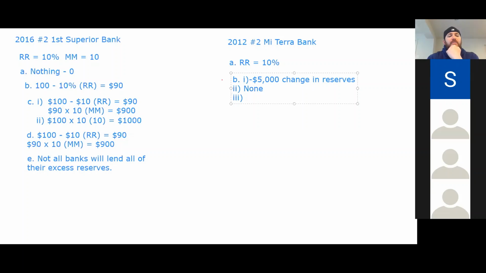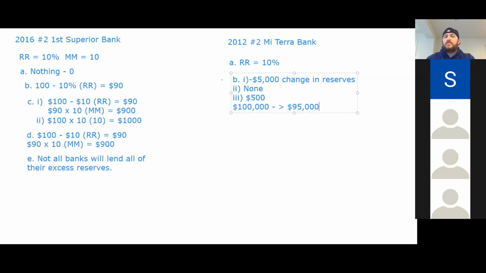B3, as a result of the withdrawal, what is the new value of excess reserves on the balance sheet of Matera Bank based on the reserve requirement from Part A? Okay, and the answer for this question is $500. Well, how do we get that? What I'm going to type out here is going to seem a little weird. We're going from $100,000 to $95,000.